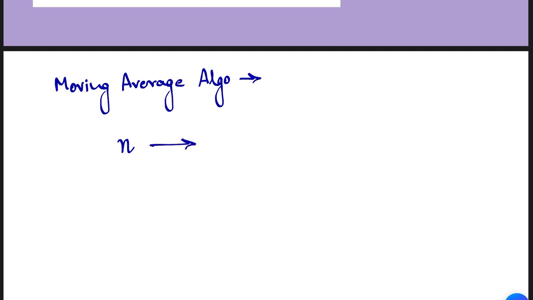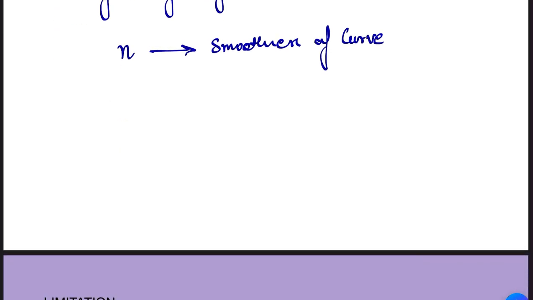So in a moving average algorithm, where n is a parameter, the value of n also defines the smoothness of the curve. Basically, n is directly proportional to the smoothness of the curve.